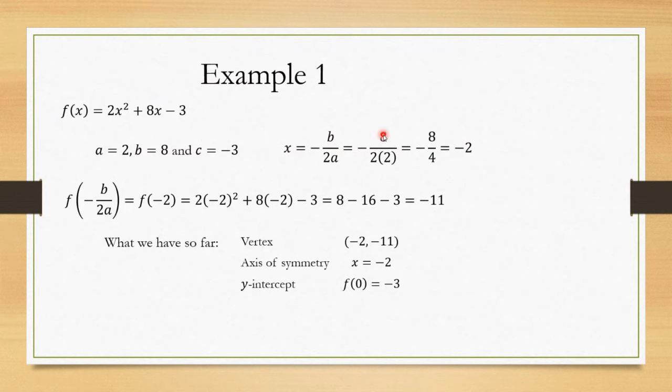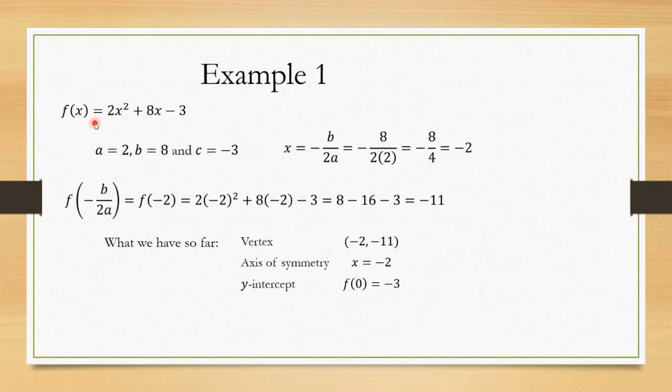We get minus 8 over 2 times 2, which is minus 8 over 4, so that's minus 2. Now the vertex, though, we have to get the y-coordinate. That's the function value. So I'm doing f of minus 2. And you know, you plug it in and do the calculation. You get minus 11. Okay, so what do we have then? We have the vertex, right? As you can see, minus 2, minus 11. We have the axis of symmetry.